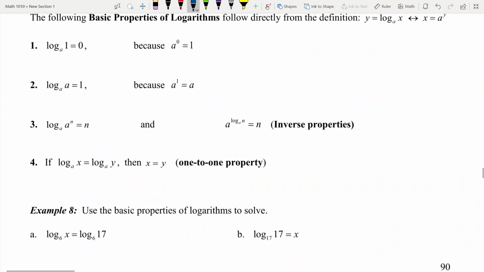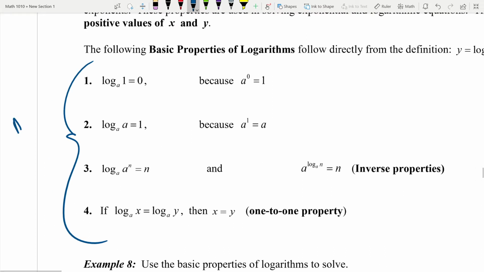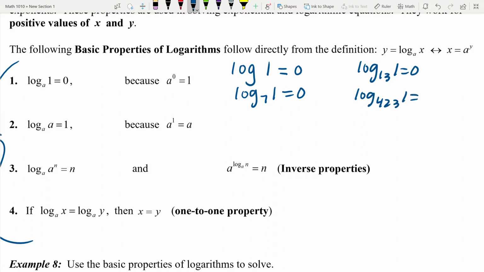Okay? All right, here are the rules. I want everybody to go like this, and I want you to write right here, memorize. You have got to memorize these. Okay? Log base A of 1 equals 0. Off to the side, I want you to write this down. Log base 10 of 1 is 0. Log base 7 of 1 is 0. Log base 13 of 1 is 0. Log base 423 of 1 equals 0. That's what they're saying. The A has to be 1 or bigger.